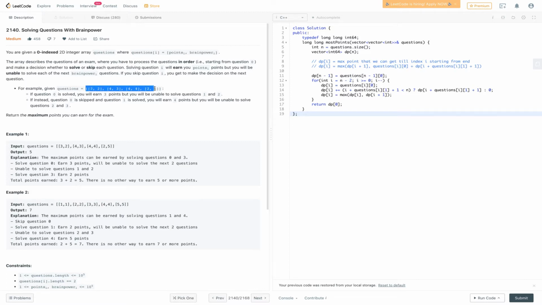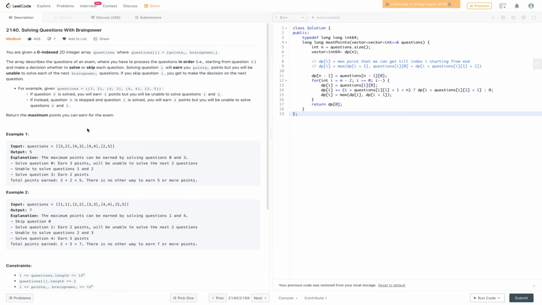And so it's like an optimization problem. We want to maximize the points that we can gain. We do not care about the number of questions that we can solve, but we only want to maximize the points, be it whatever set of questions we select out of it.